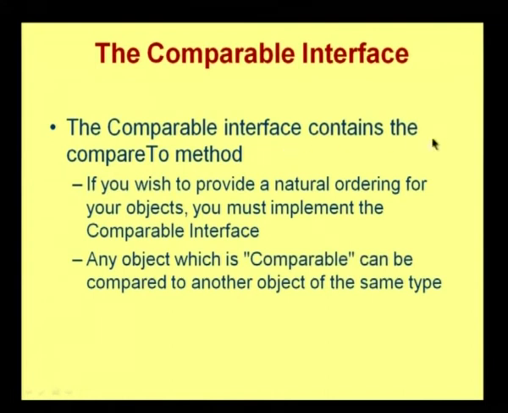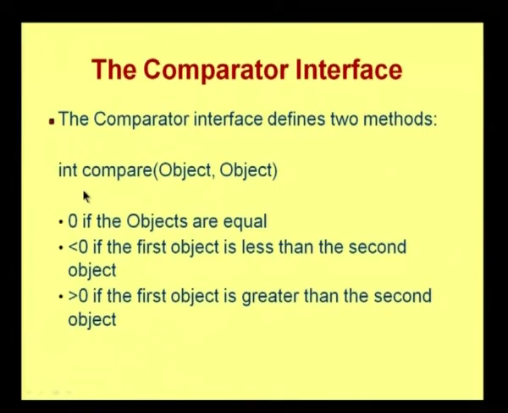So the comparable interface contains the compareTo method. If you wish to provide a natural ordering of your object, you must implement the comparable interface. Any object which is comparable can be compared to another object of the same type. So whenever I am trying to compare two objects, both of them should be of the same type. Then only I can implement the comparison mechanism, because again it is natural ordering, provided it is in the comparable interface. So here in the comparator interface we have two methods.